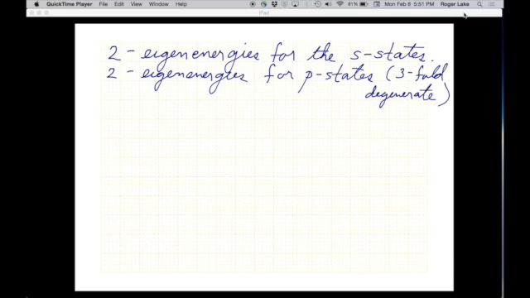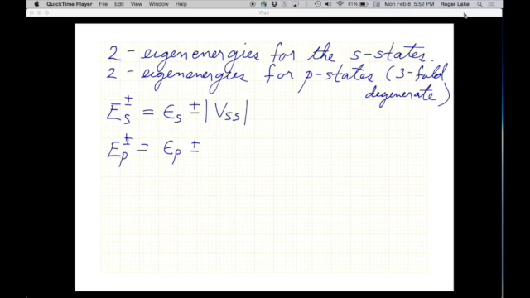So we're going to have 2 energies coming from the s states, and they're just going to be epsilon s plus or minus VSS, and the p energies are just epsilon p plus or minus VXX. Those are the energies you're going to get.